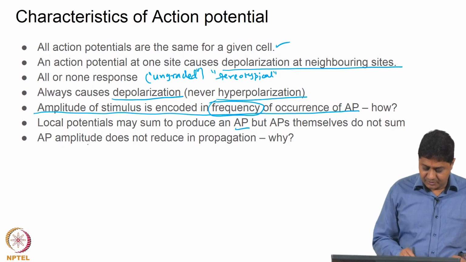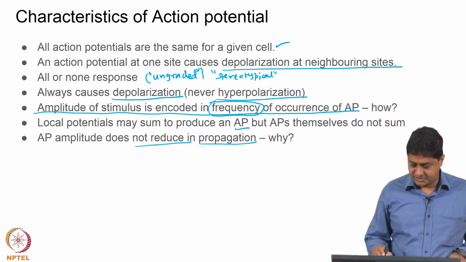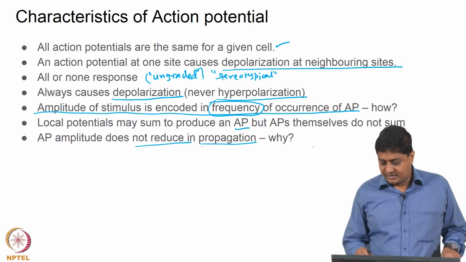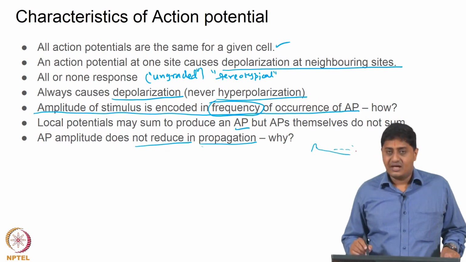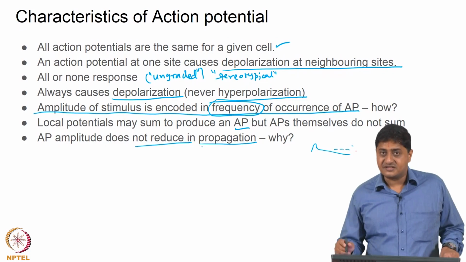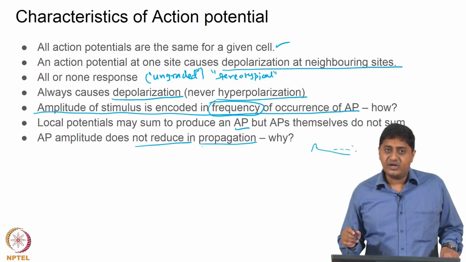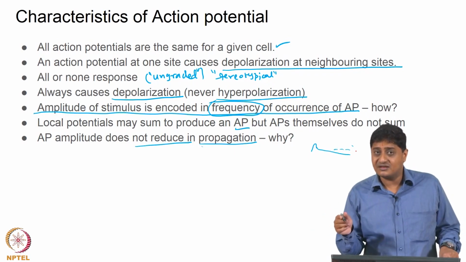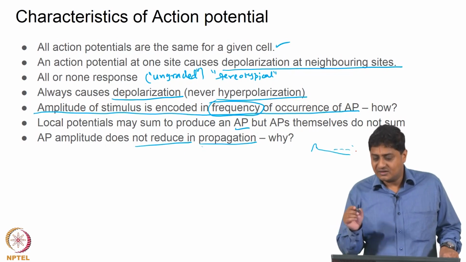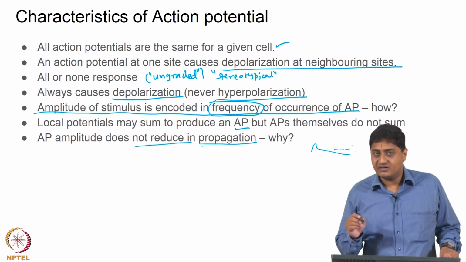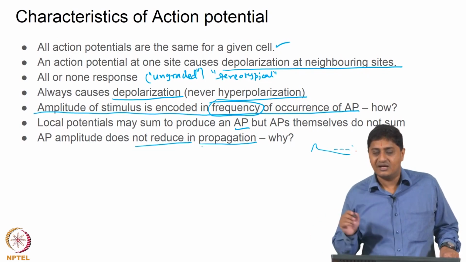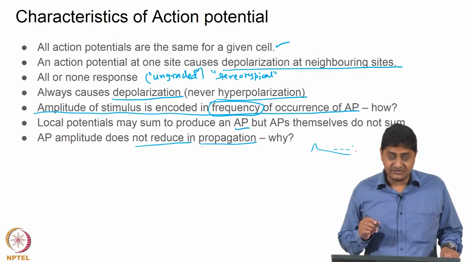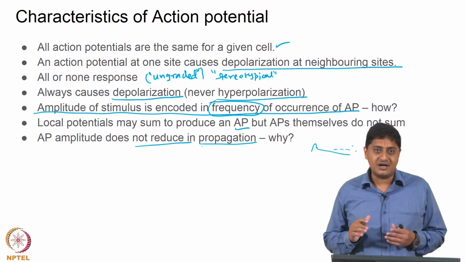An action potential amplitude does not reduce during propagation. Importantly, graded potentials start at one point and in the neighboring sites its amplitude slowly reduces. Action potential amplitude does not reduce as it propagates. The reason is that you have strategically placed voltage gated sodium channels on the membrane such that an action potential in one voltage gated sodium channel will cause an action potential in the neighboring voltage gated sodium channel. Because of this reason the amplitude of the action potential does not reduce.